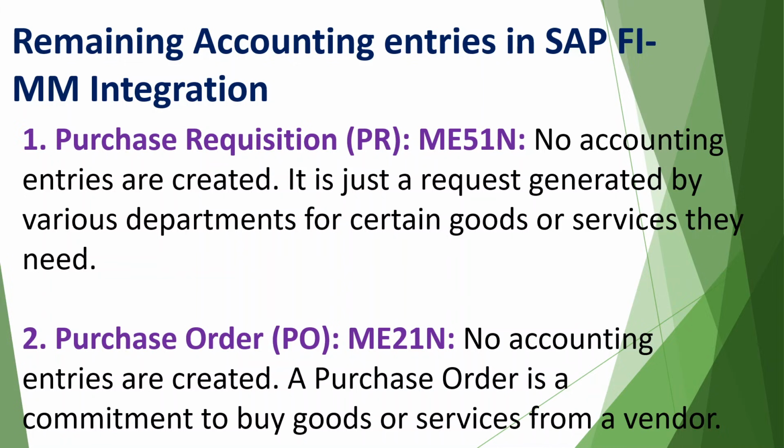Even if you are creating a purchase requisition, which is also called PR, by ME51 transaction code, there is no accounting entry as such, because this is also just a request generated by the various departments for certain goods or services they need. For these two stages, there is literally no accounting entry. Be very clear about it.